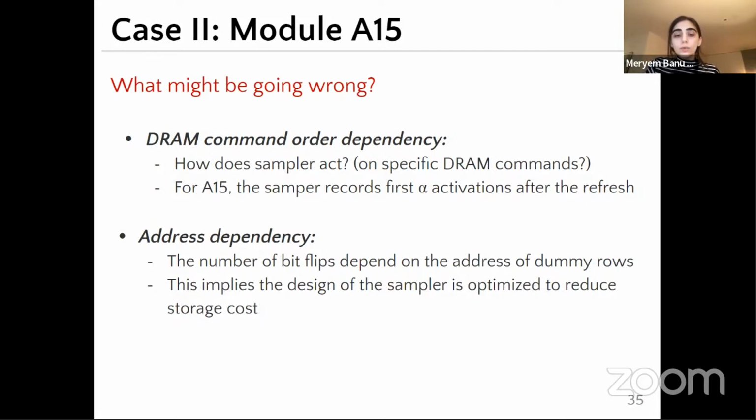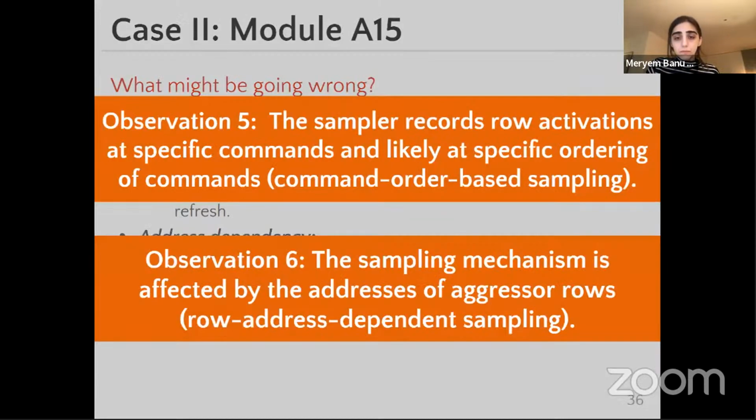We can conclude the following from these findings. First, the sampler records row activations as specific commands and likely at specific ordering of the commands, which is referred to as command order-based sampling. And second, the sampling mechanism is affected by the addresses of aggressor rows, referred to as row address-dependent sampling.